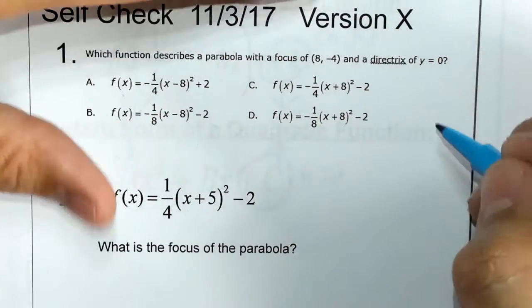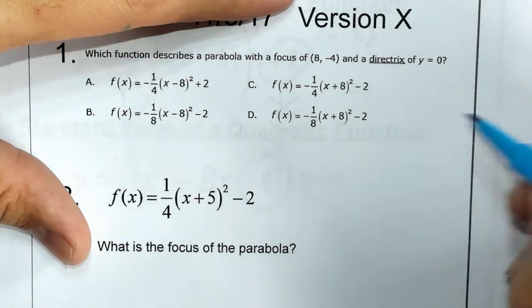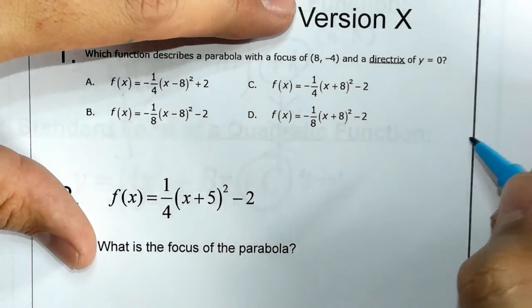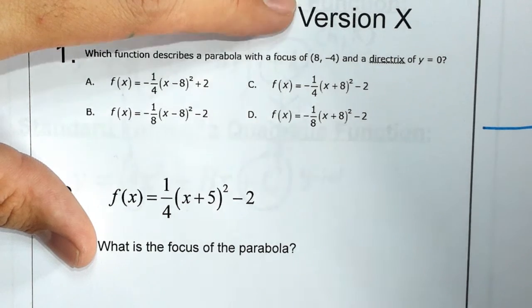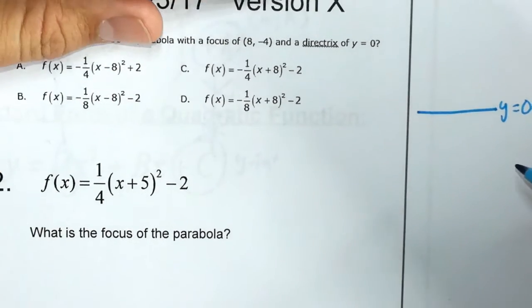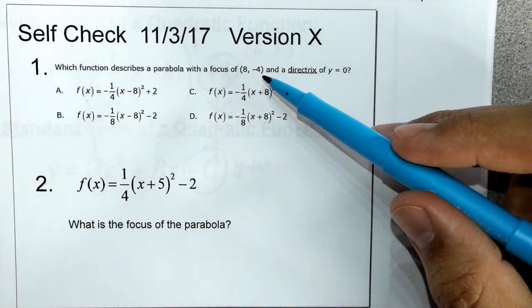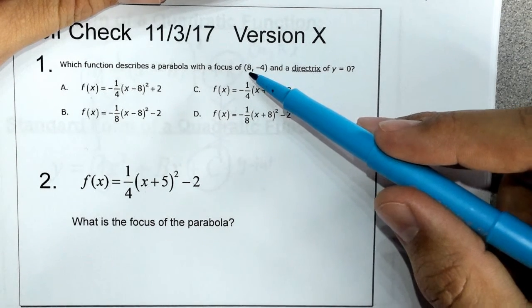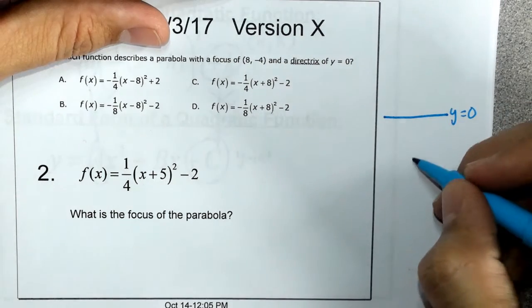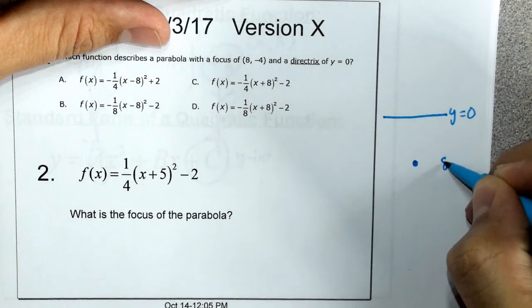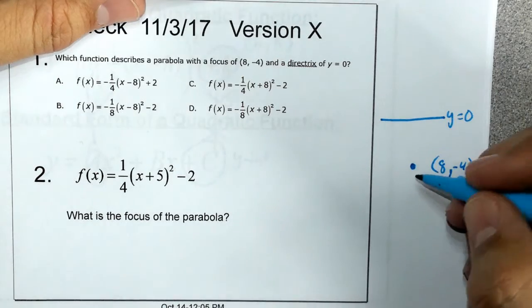What I'm going to do is sketch a general picture of what's happening, and then we are going to go about trying to find this equation. First thing I want to do, let's draw a line y equals 0. That's my directrix. And then, where is this focus? This focus is (8, -4). That's below this line. So this is my focus, (8, -4).